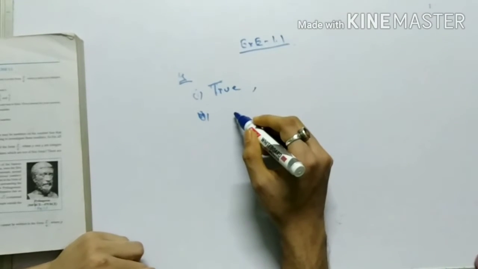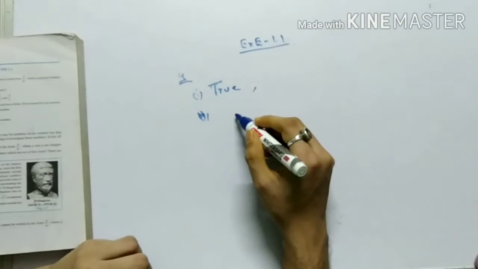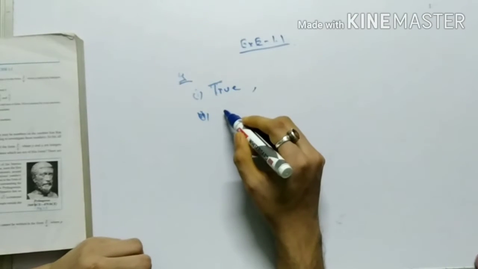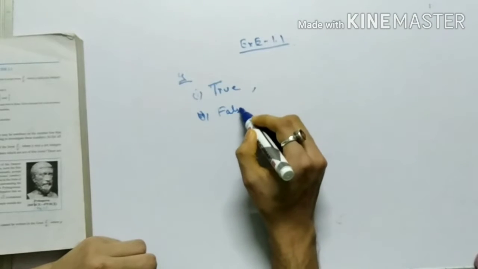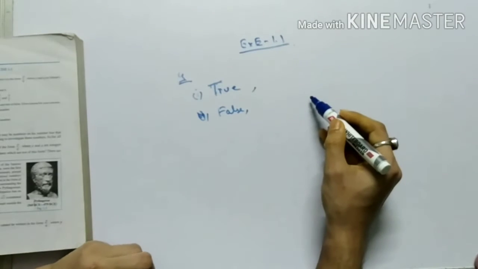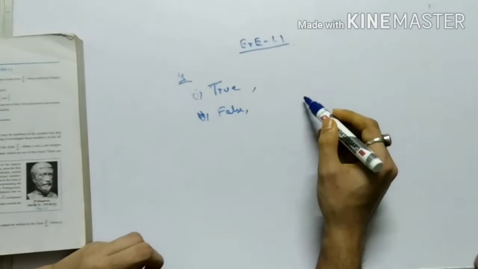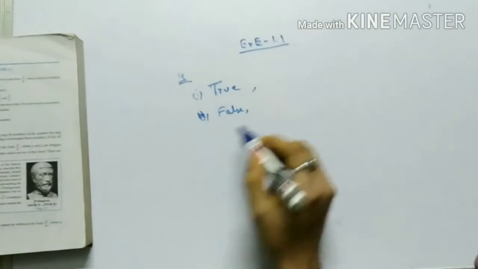And next it is every integer is a whole number. False, because in whole numbers the negative numbers do not come. Understand? So therefore it will be false.